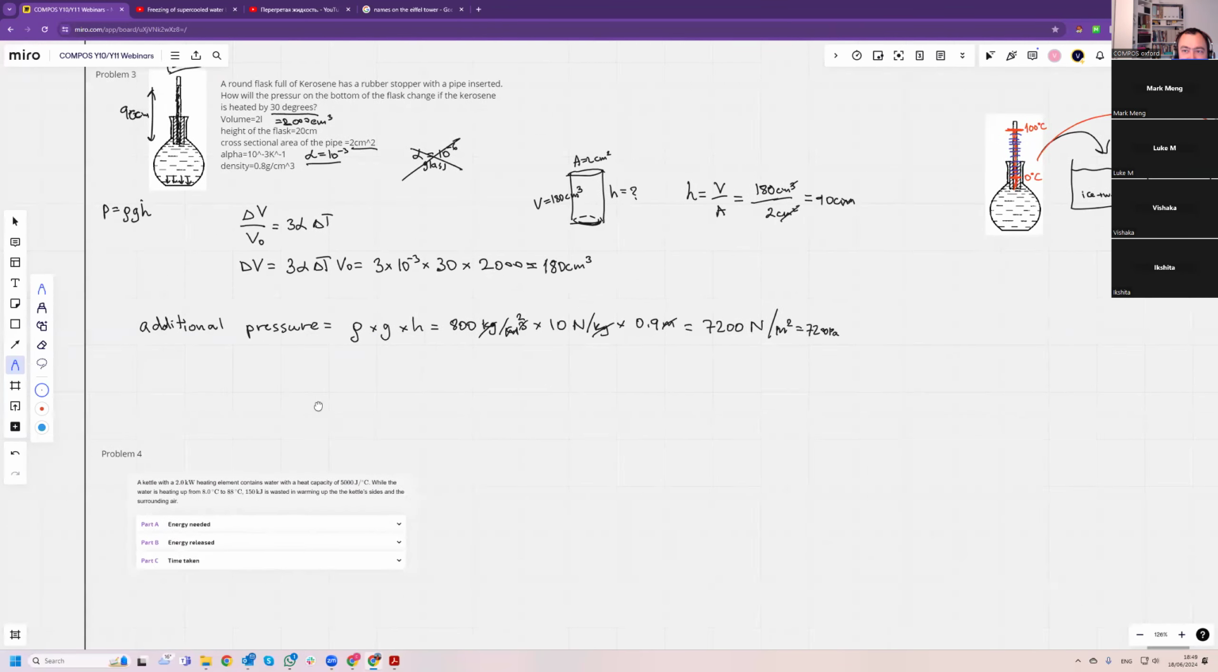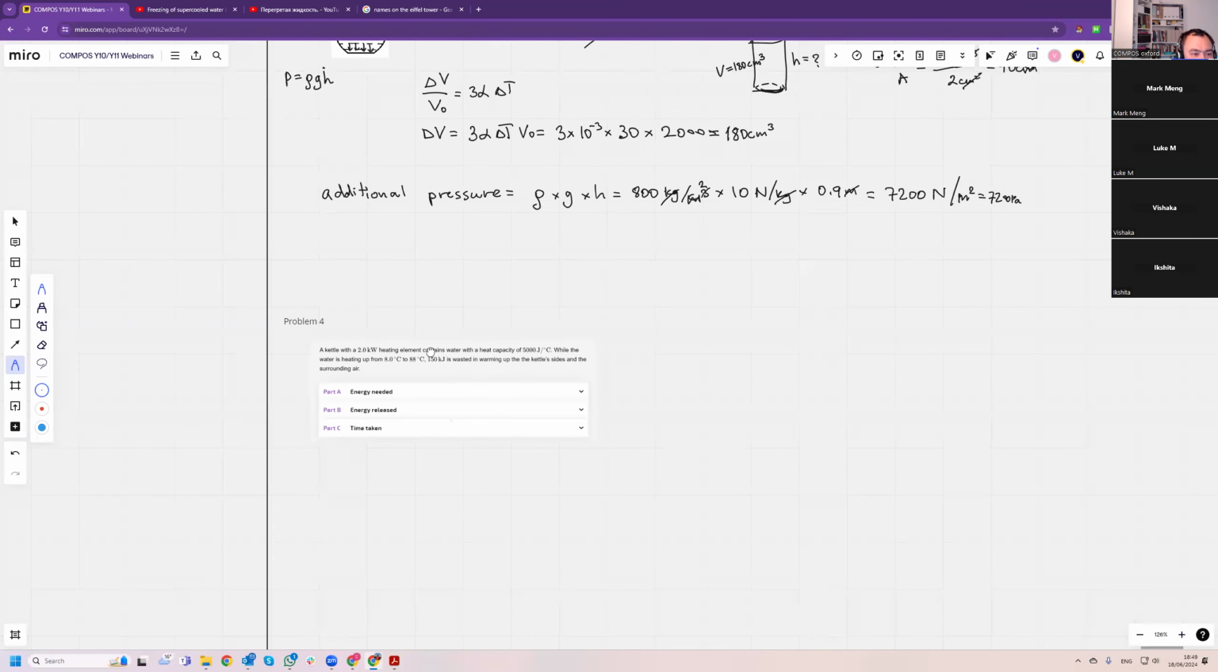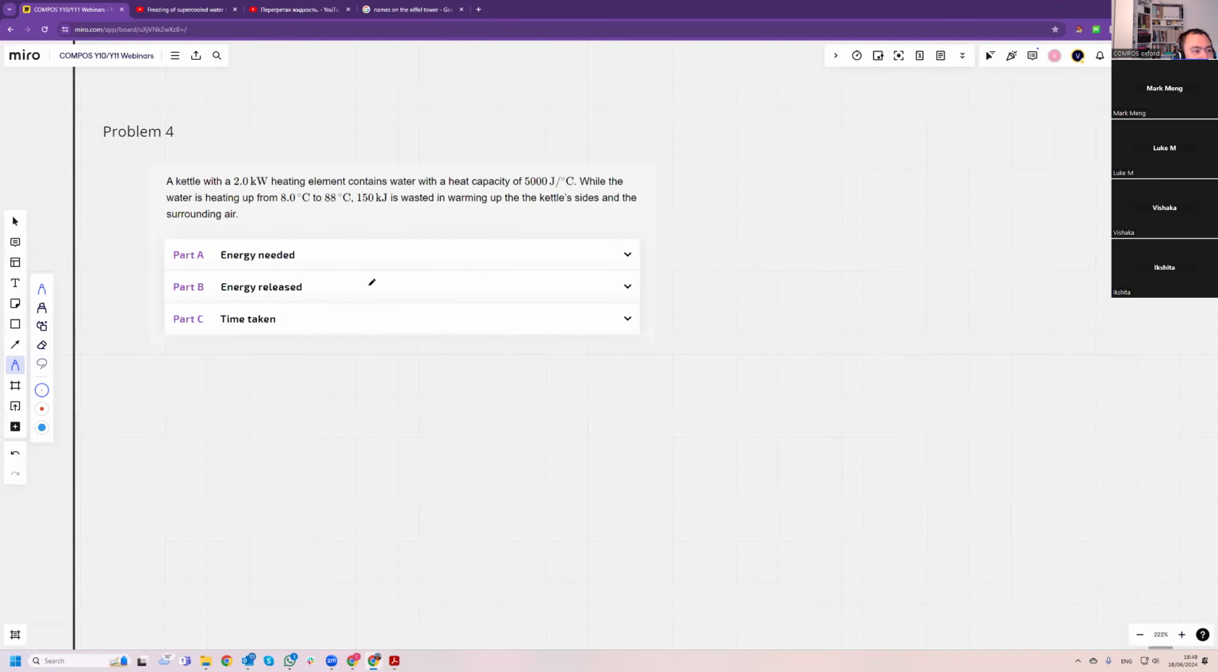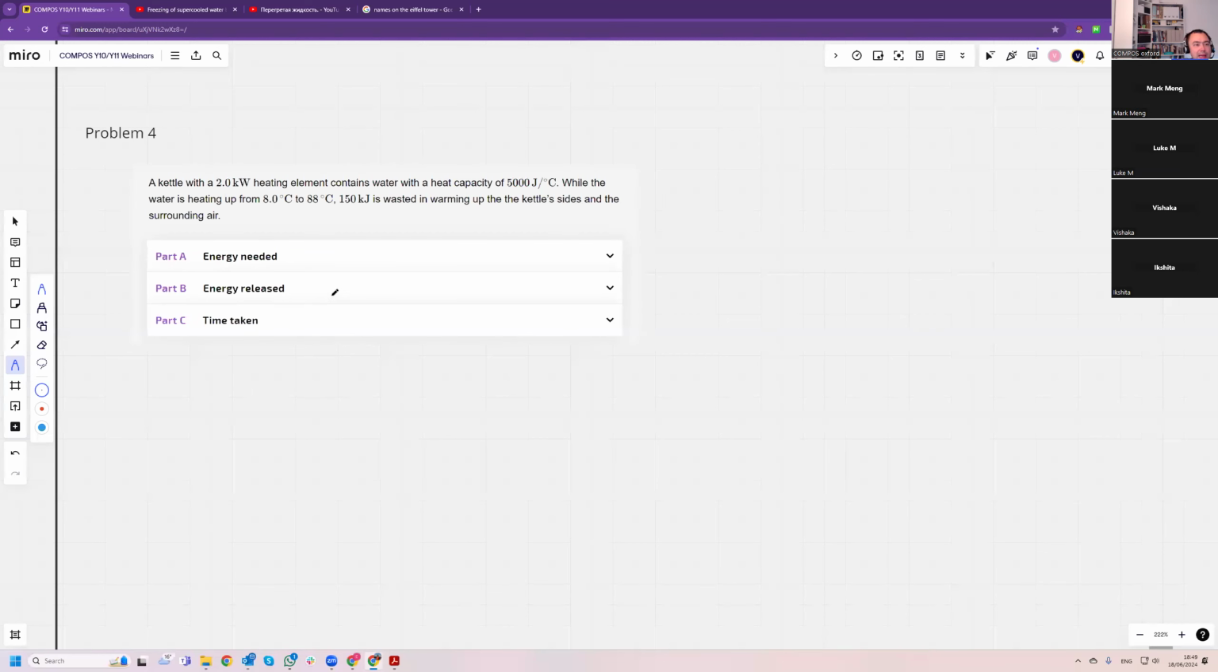Right. And okay, problem 4. A kettle with a 2 kilowatt heater element contains water with a heat capacity of 5,000 joules per Celsius. While the water is heating up from 8 degrees to 88, 150 kilojoules is wasted to the surrounding air. Interesting.